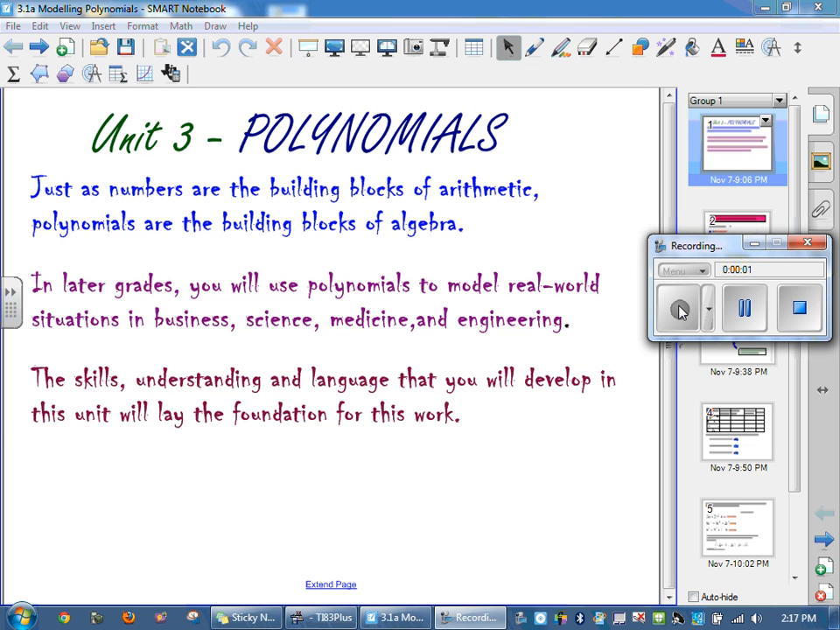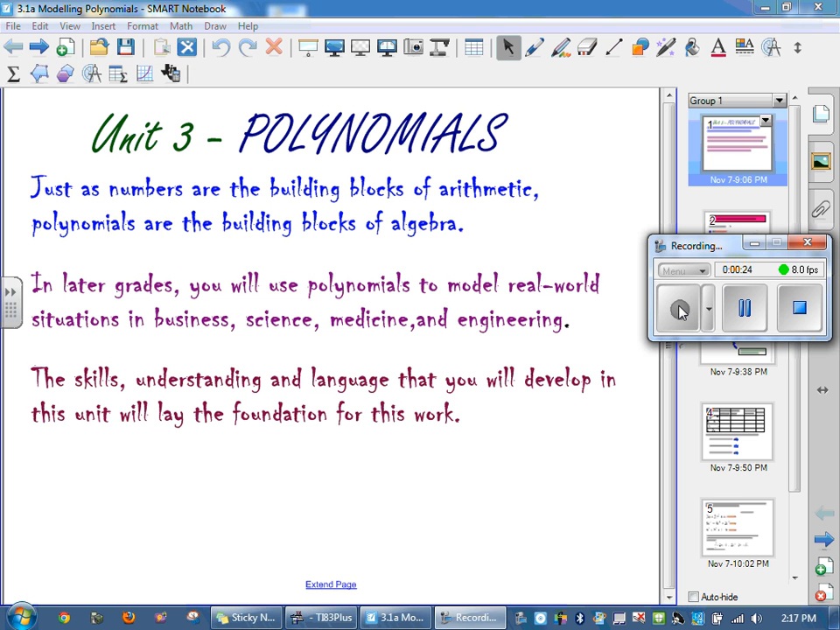Three polynomials. Just as numbers are the big building blocks of arithmetic, polynomials are the building blocks of algebra. This is where we start dealing with variables and x. In later grades, we're going to use polynomials to model real-world situations for business, science, medicine, engineering, all types of real-world stuff, even construction.